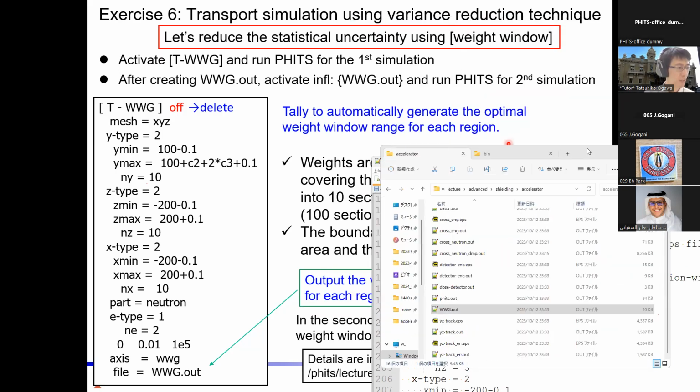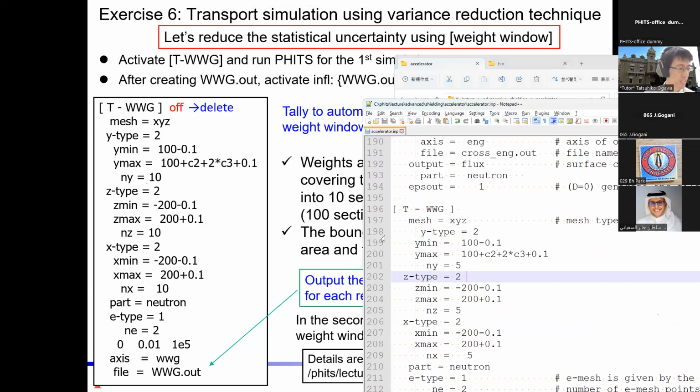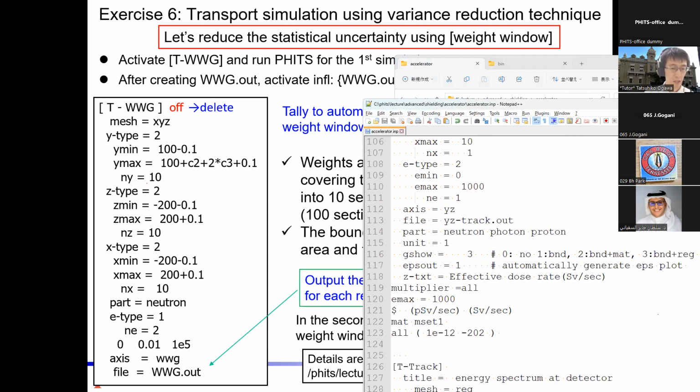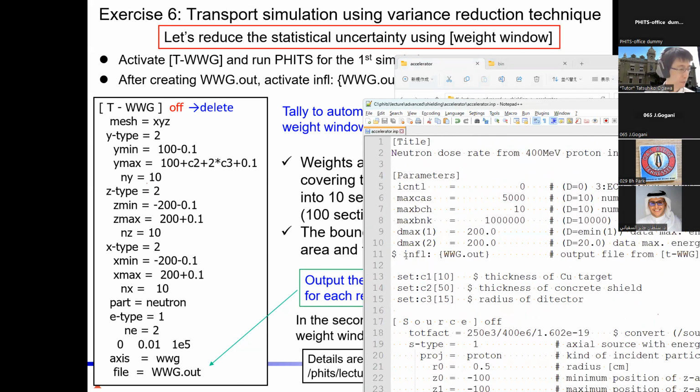So after running this input file with the T-WWG, we go up to line number 11 to include the weight window, the result of the weight window generator, in this input file to perform iteration calculation, iteration of weight window generator and weight window. Then run.